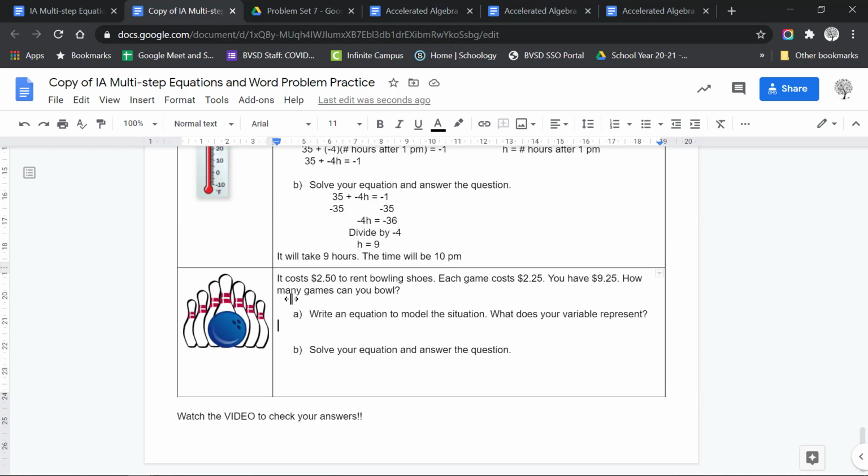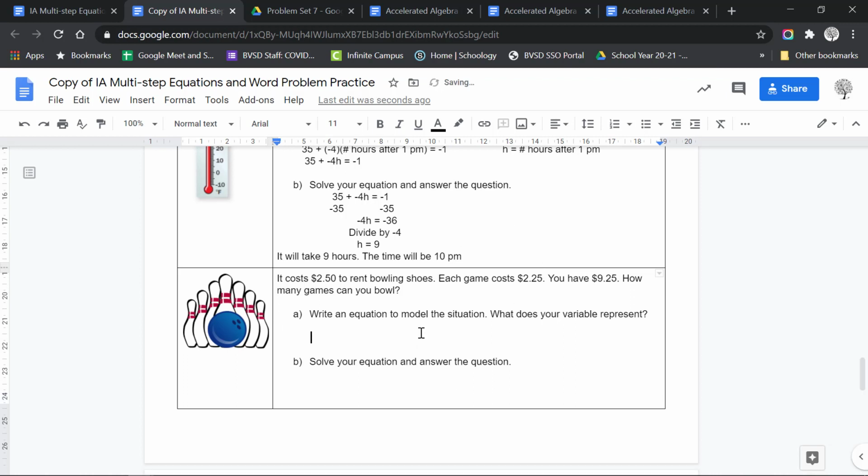Next question's about bowling here. So it costs $2.50 to rent the shoes, and then each game costs $2.25. You have $9.25. How many games can you bowl? So if you bowl one game, you only have to pay the $2.25 once, and then 2 games you have to pay it twice. We want to know how many games you can bowl.